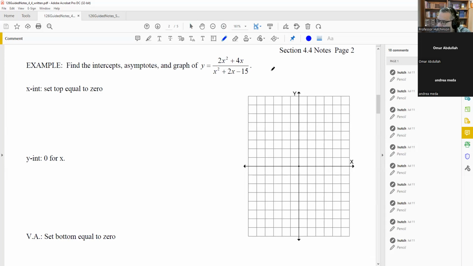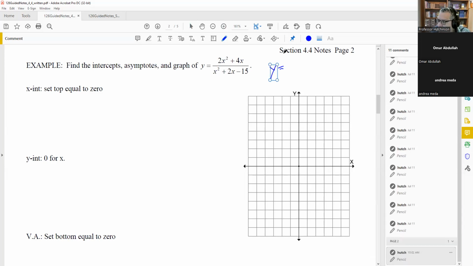If we factor it first, right here, you can get a common factor on top. 2x comes out. That's going to leave us with x plus 2. And the bottom, we can factor this one as well. Factors of 15 that add up to 2 will be a positive 5 and a negative 3. Nothing cancels there, so we can move on and answer these.